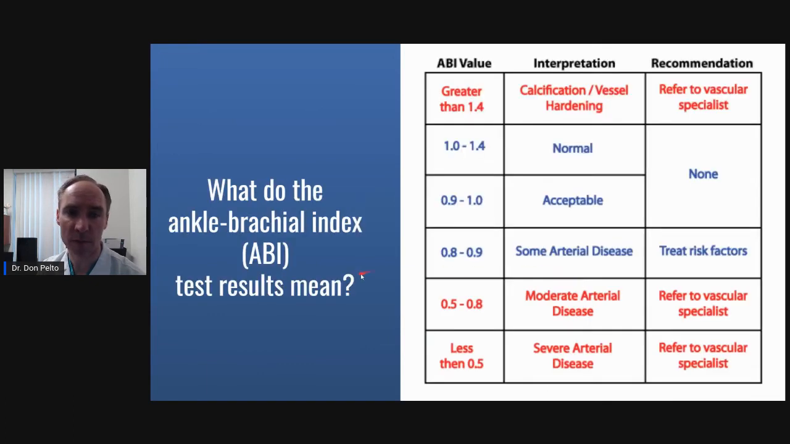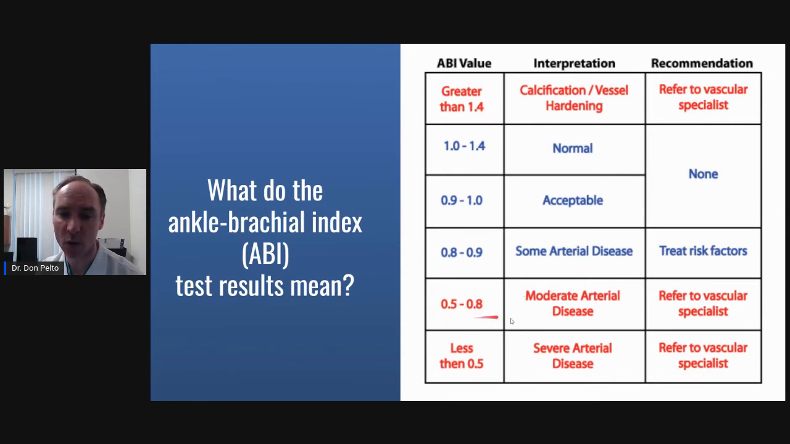So here's an example of the test results that they're going to get. If it's 1 to 1.4, it's normal. If it's above this, it could be non-compressible. Sometimes they have hardening of the arteries where it gets almost like thickened in the middle and it can't push down as much. That's what's called non-compressible. 0.1 to 0.9 is acceptable, so they don't need a vascular referral. If they have 0.8 to 0.9, there's some arterial disease. And what we usually recommend for these risk factors is exercise. Exercise is the best thing, a therapeutic exercise program.